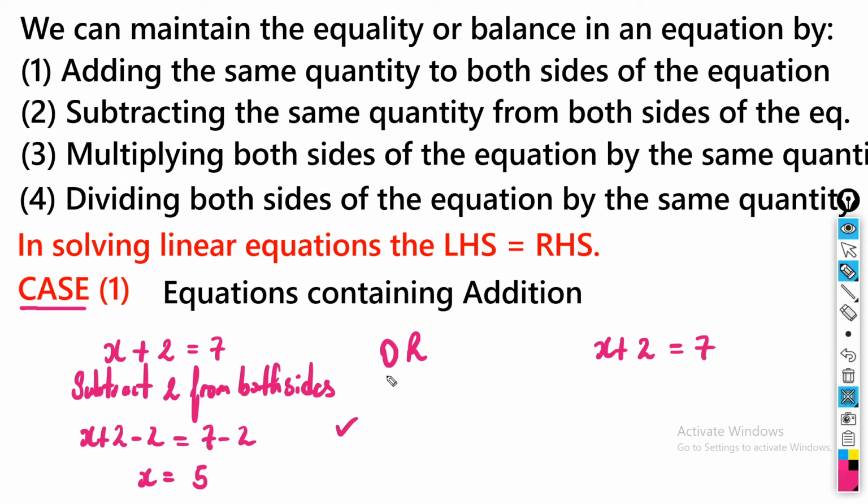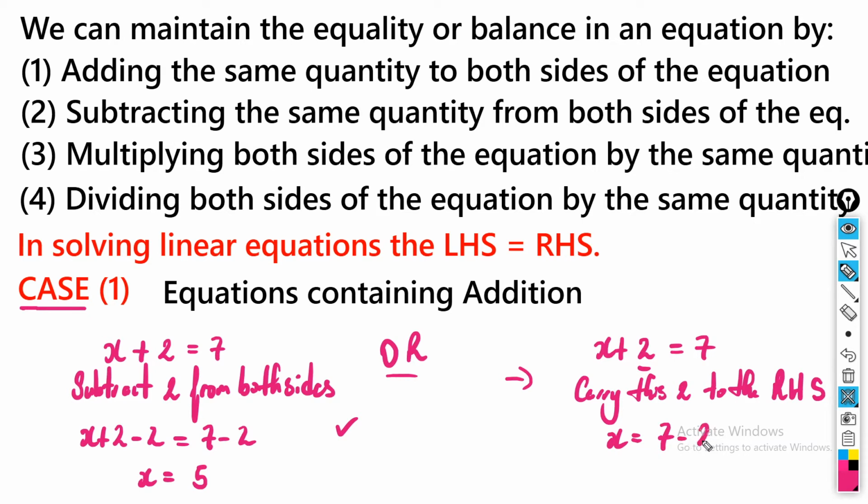Or, you notice there's an "or" here. Or we can carry this 2 to the right-hand side of the equation. So we can say x is equal to 7 minus 2, and remember, when you carry a number to the other side of the equation, it ends up being the opposite sign. So x is equal to 7 minus 2, which is 5. Pretty simple, right? So let's look at the other cases now.